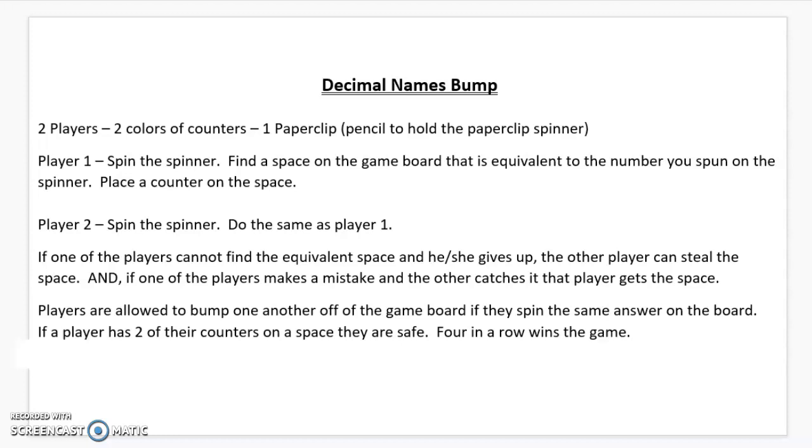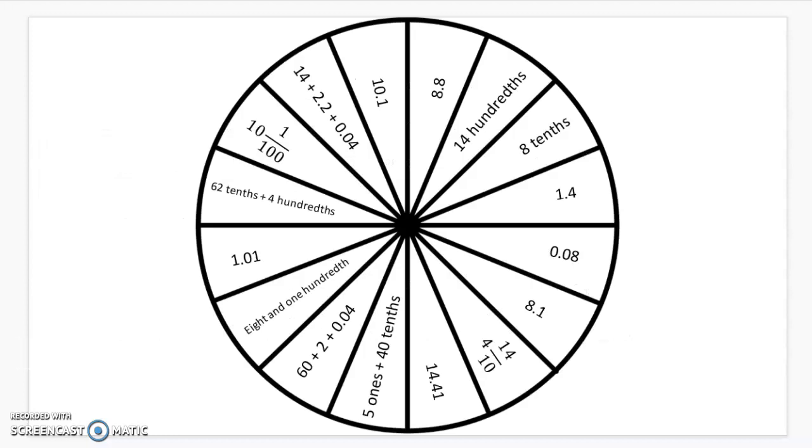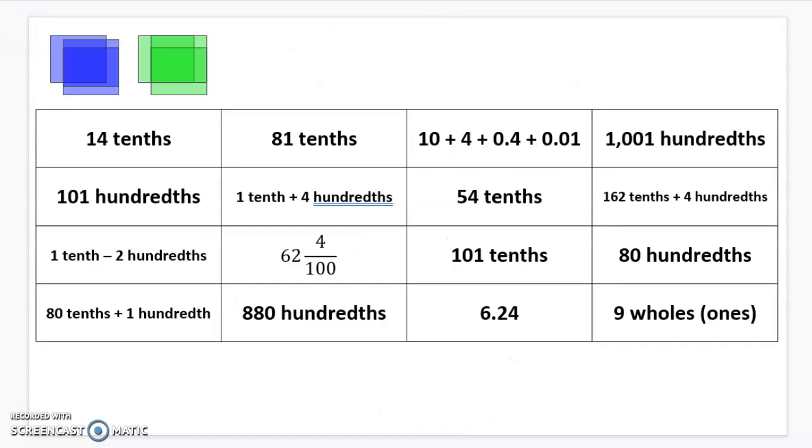Player 1, you are going to spin the spinner. The spinner looks like this, and there are lots of different decimal names on the spinner. So player 1 will spin the spinner, and it will land on one of these spaces. Once it lands on a space, you need to go to the game board, and you won't be playing this online, you'll be playing this pencil paper.